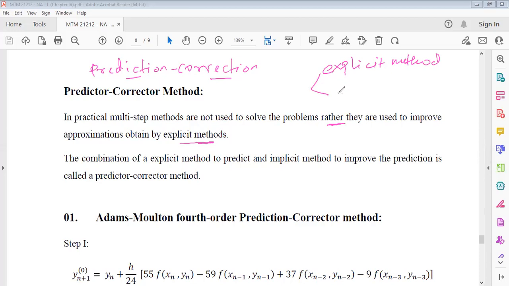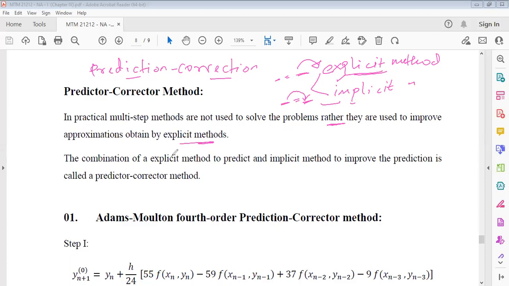Okay, good. So, explicit and implicit methods. Explicit, in the sense that we are using our past data to find our new value. We are using our past values. Implicit, in the sense that the value we are finding is also involved in our equation, which is called an implicit method.